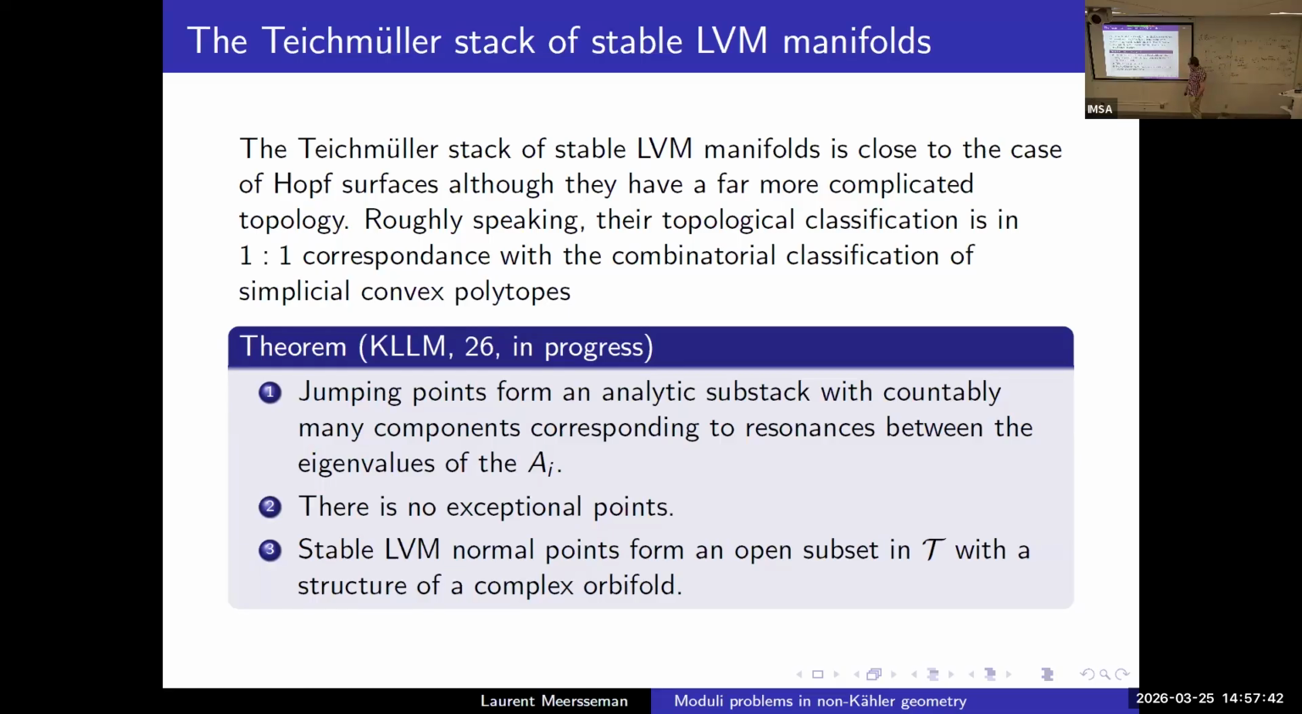And when you look at the normal points, and you look at the normal points that are stable LVM, because there are also normal points that are not LVM. Starting from a jumping point and deforming it, you can end up with something which is not LVM. But if you look at the stable LVM normal points, they form an open subset in a topological Kähler space. It has a very simple structure. It's a complex orbifold, so it's even better than what I was talking about, a complex orbit space. Really a complex orbifold.